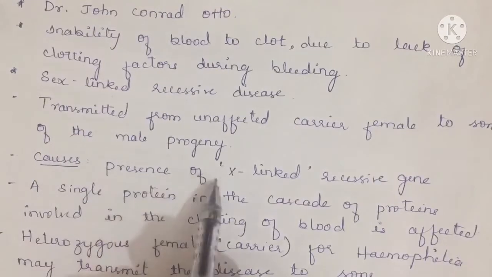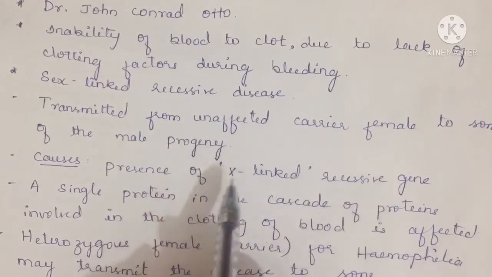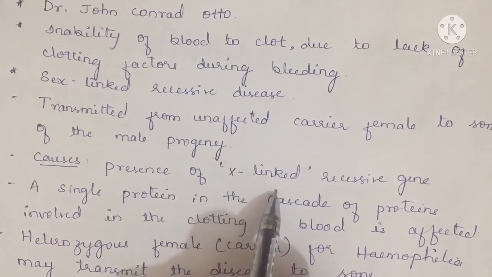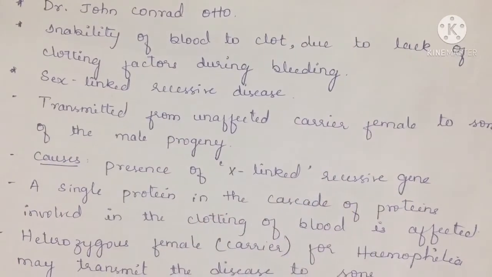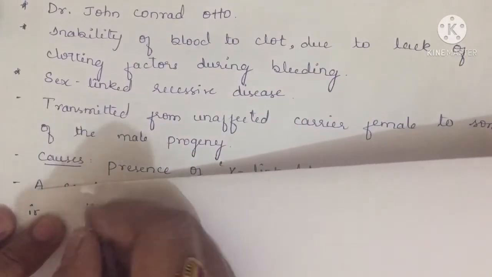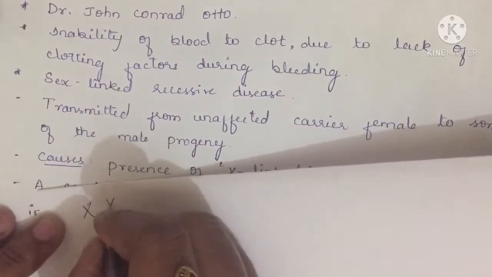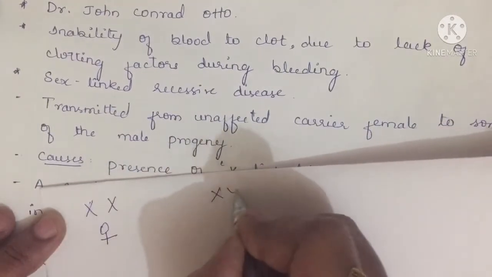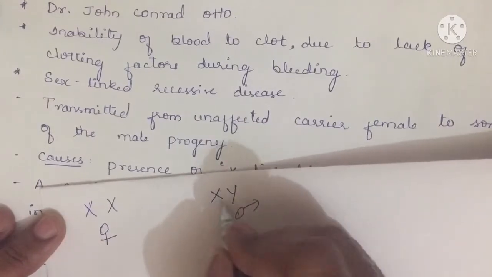Causes: presence of X-linked recessive gene. X-linked recessive gene is present. Where is it present? In the sex chromosome. So sex chromosomes are which ones? X and X, is it? These are two X chromosomes which you can find in female, whereas in male you can find one X and one Y chromosome. These are the two chromosomes.